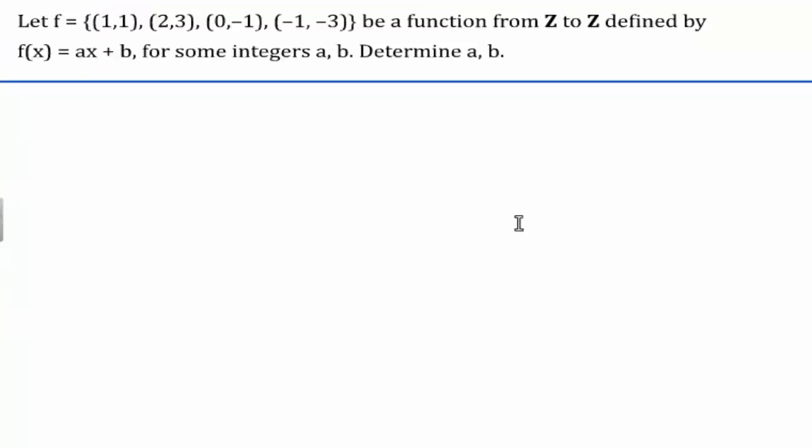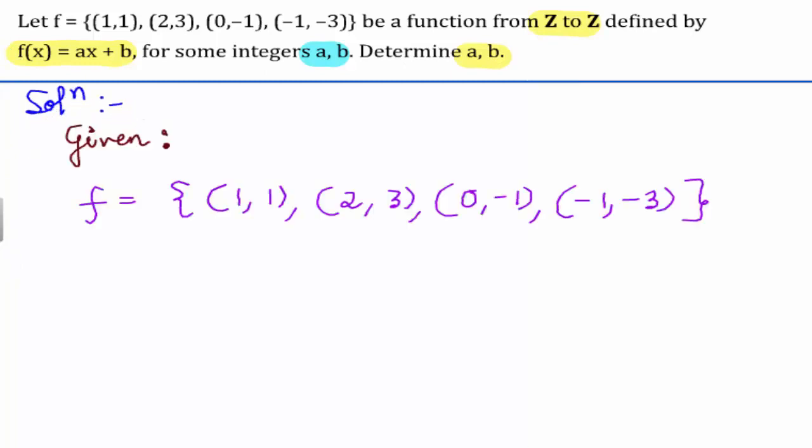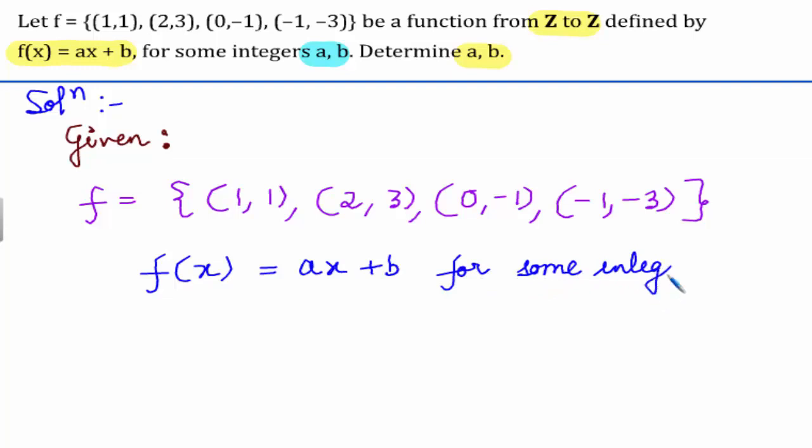In this question, we have a function from Z to Z defined by f of x is equal to ax plus b for some integers a and b. We need to find the values of a and b. Let us begin the solution of this question. Here we have the set of ordered pairs in the given function f. Now, f of x is given as ax plus b for some integers a and b.